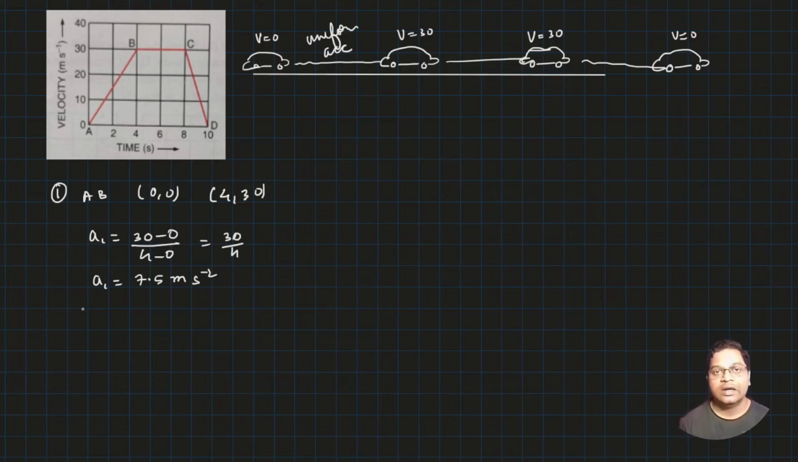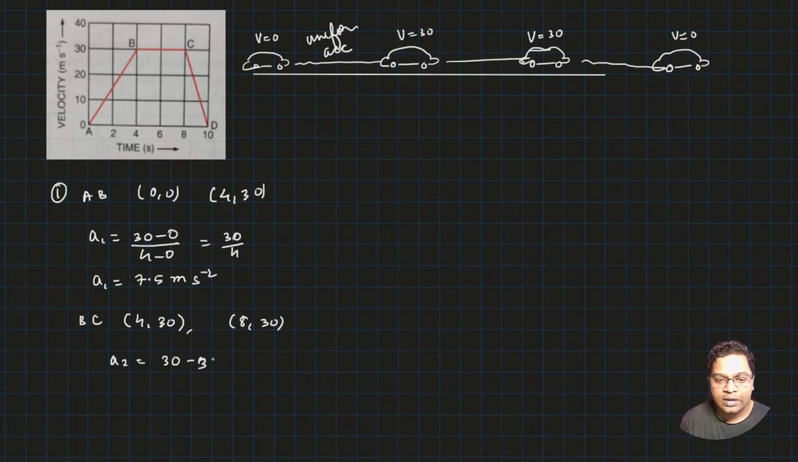For BC, it is a horizontal line, velocity is constant, so the acceleration will be 0. But if you have to calculate and show, one coordinate over here is 4 comma 30, and another can be 6 comma 30. You can take 8 comma 30. So any two you can take. So over here the acceleration will be 30 minus 30, and this will be 8 minus 4, that is 0 over 4. So a2 is 0, acceleration is 0.